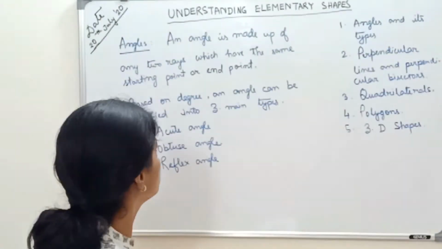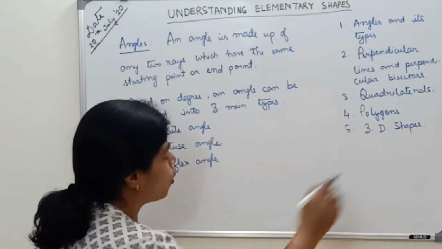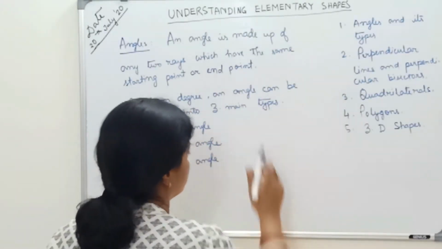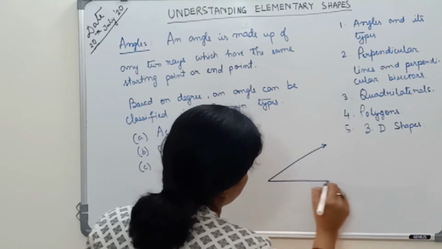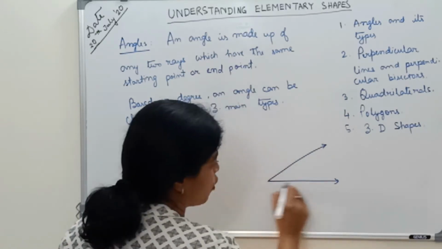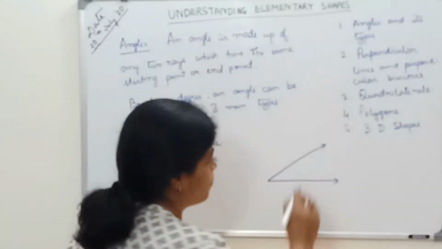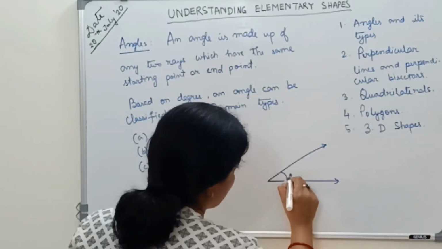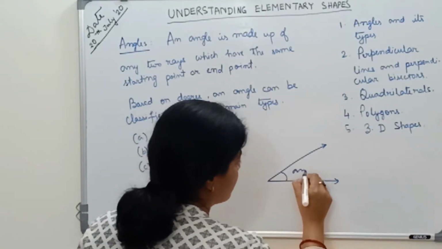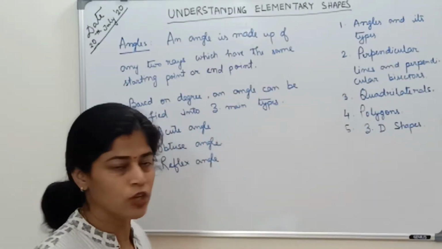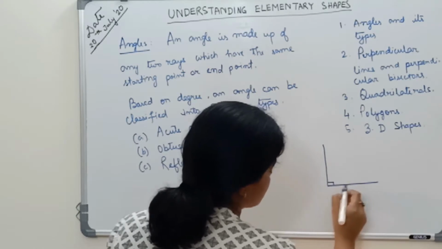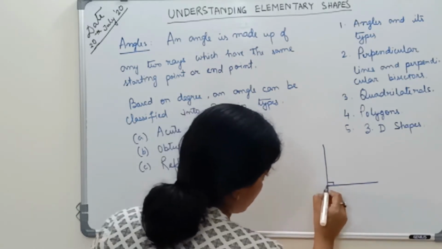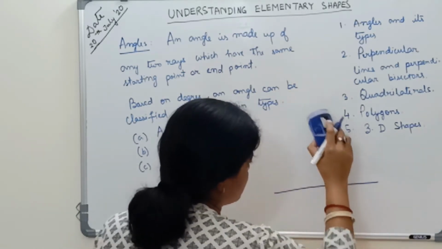Now coming to angles. Do you know what an angle is? An angle is made up of two rays which have the same starting point. See, this is the same starting point and it goes on. So this is called an angle. First of all, do you know what is 90 degree? This is 90 degree, perpendicular. And if it is a straight line, then this is 180 degree.